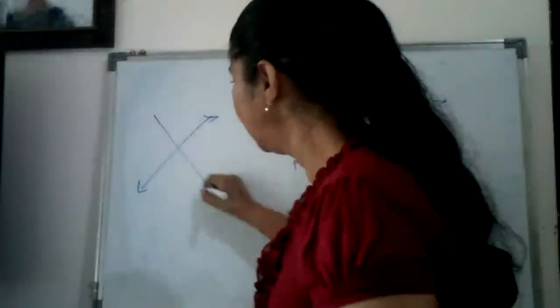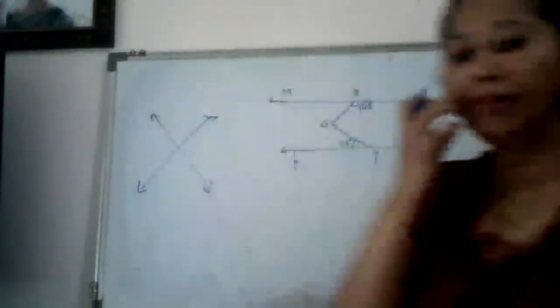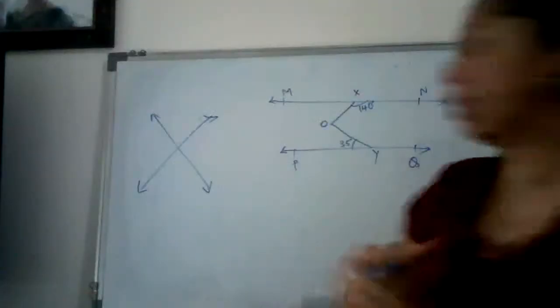We are given the intersecting lines. Okay. You could have a pen and paper with you. If not, get it quickly.